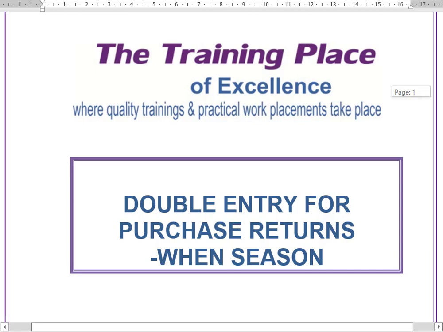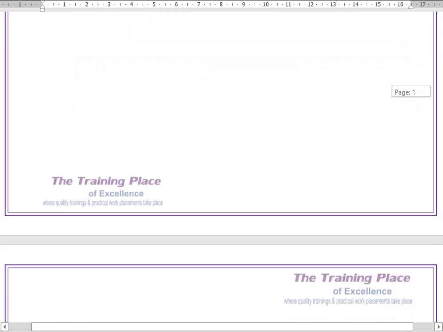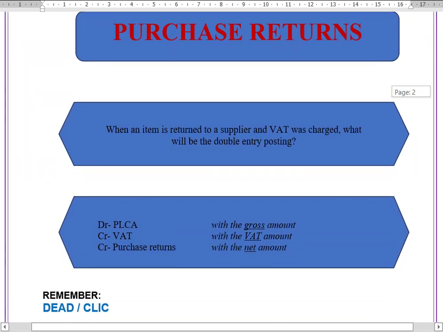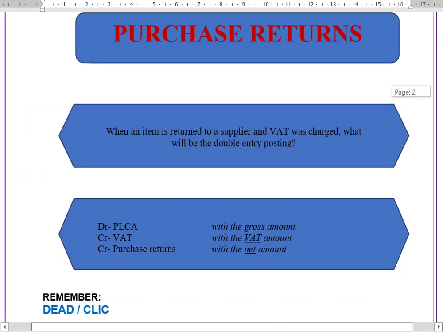So you have purchase returns. How would you deal with it? What would you debit? What will you credit? That is to say, what ledger account would you debit and what account would you credit? And we're delivering this under our "when" season, a season and a time when we're just asking ourselves, when something happens, what would you do to account for that transaction?